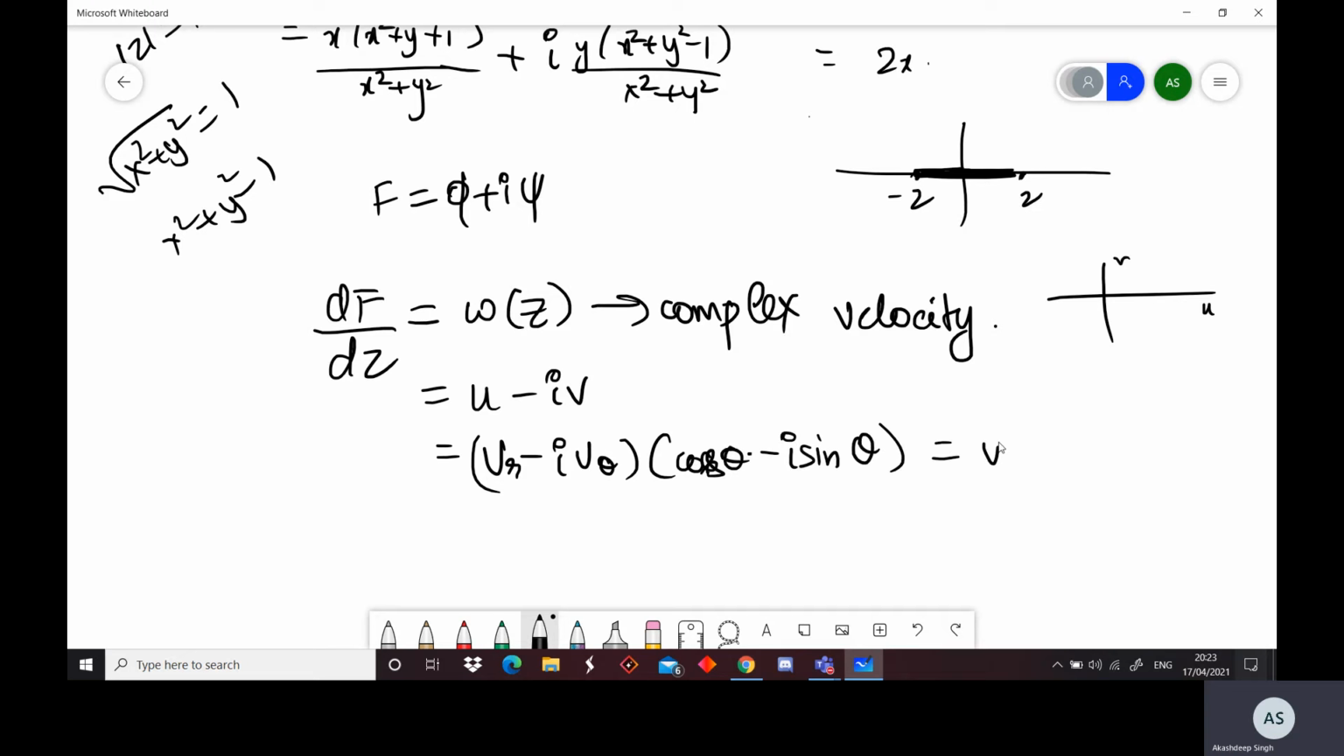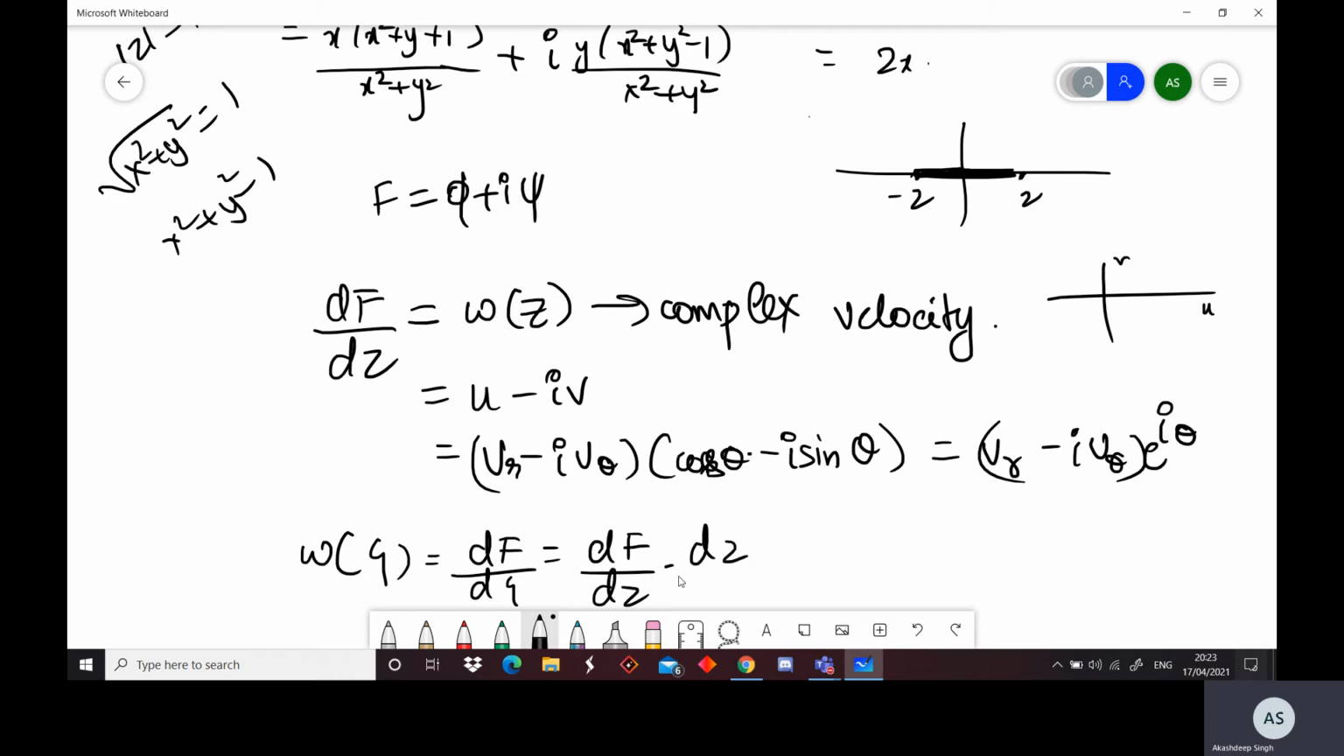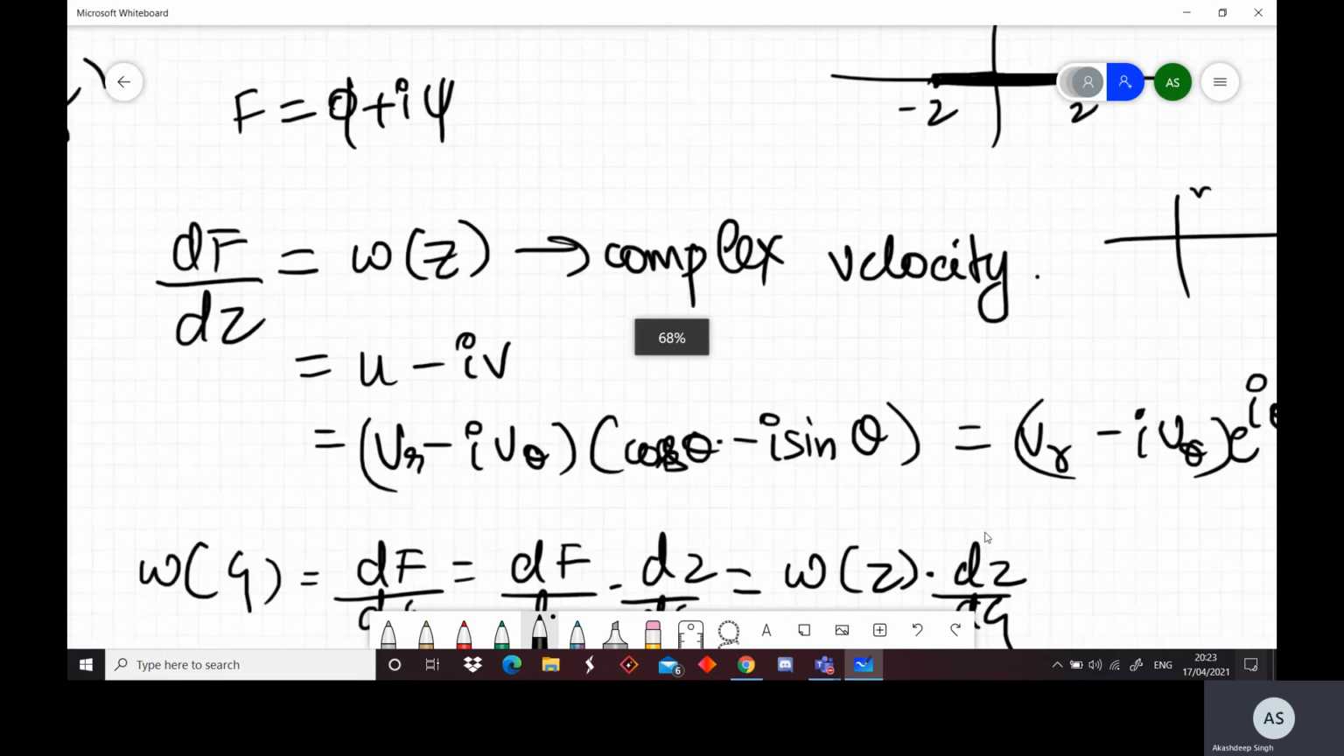And this, using Euler's formula, cos theta plus i sin theta is equal to e power i theta, so we can just get into e power i theta. And once we have this, we can say that our W of zeta will be equal to df by dz, which will be equal to df by dz into dz by d zeta, and which will be equal to W of z into dz by d zeta. This is zeta, sorry.